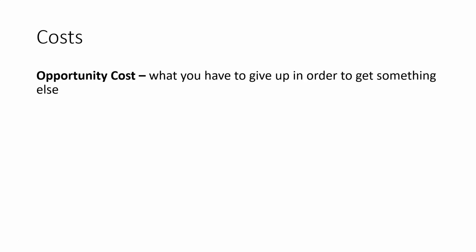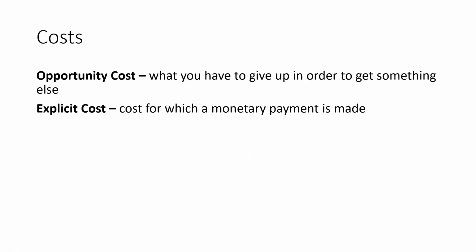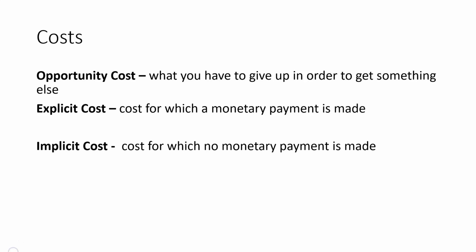Now, when we break opportunity costs up, we break them up into two categories. Explicit cost, and that's a cost that you have to make a monetary payment for, or an implicit cost. And an implicit cost is where no monetary payment is made. It costs you something other than money.